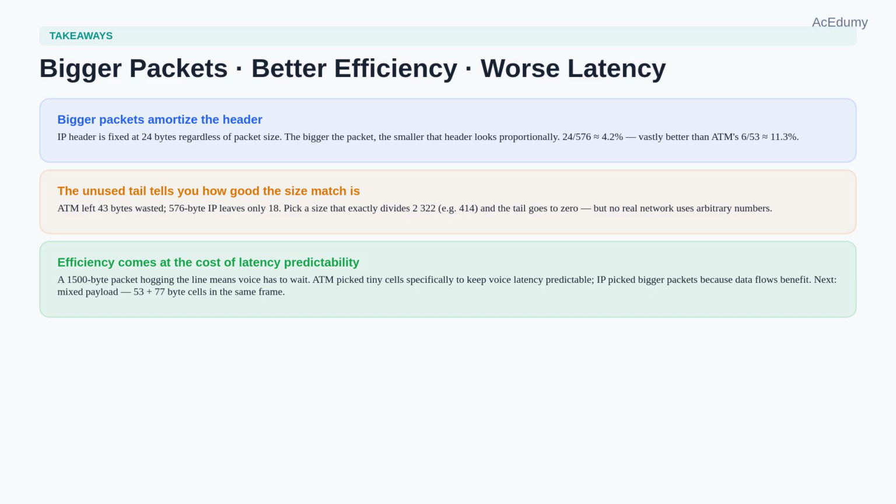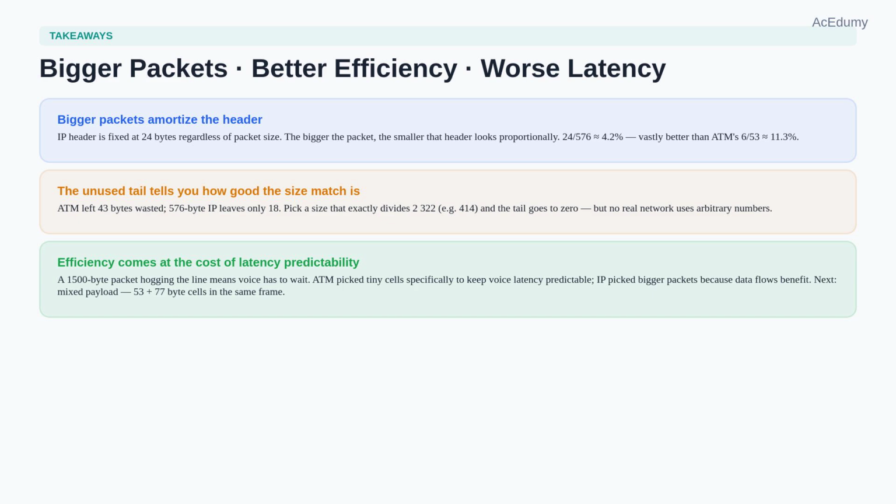2. The unused payload tail tells you how good the size match is. 43 bytes wasted with ATM, 18 bytes wasted with 576 byte IP. If you happen to pick a packet size that exactly divides 2322, the tail goes to 0. 414 byte packets, for example, but no real network uses arbitrary numbers like that.